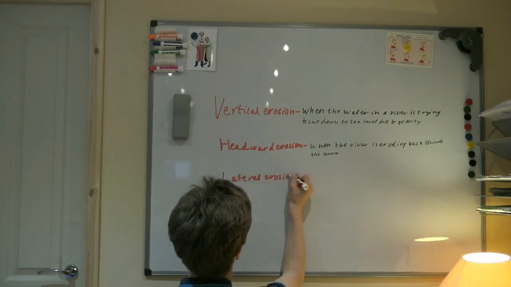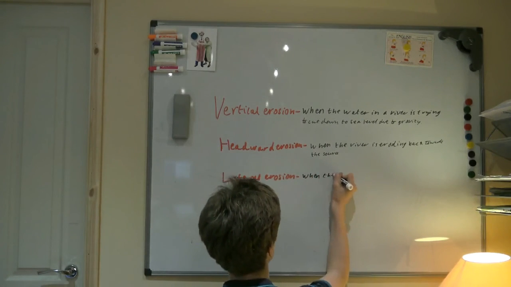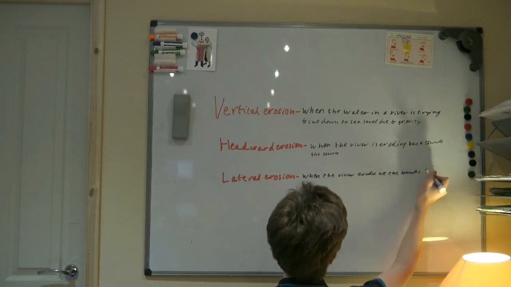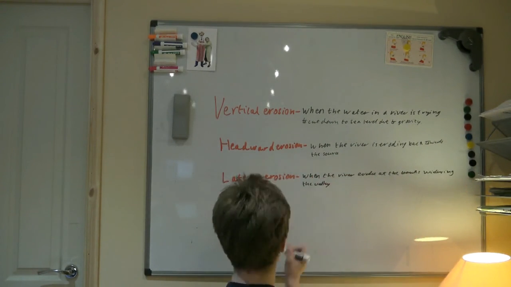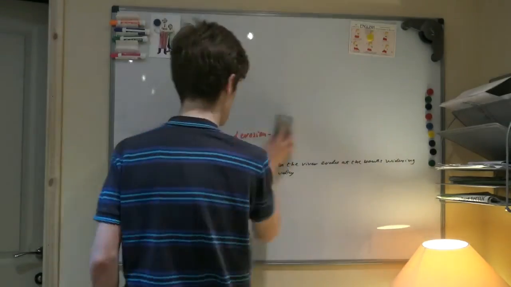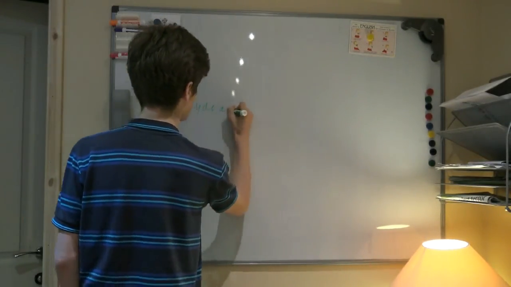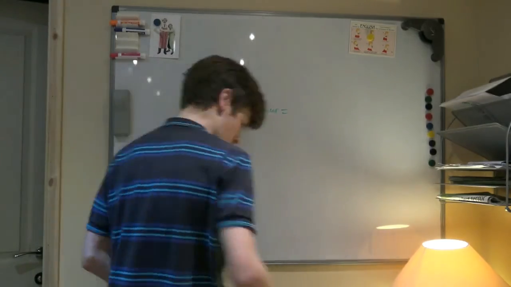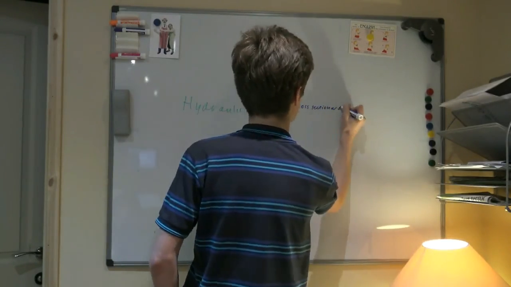The final type is lateral erosion, which occurs in the middle and lower courses, closer to sea level. The river widens the valley when this type of erosion occurs. These types of erosion create very different channel shapes.